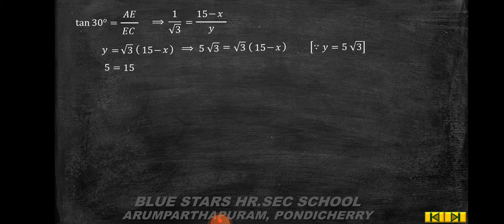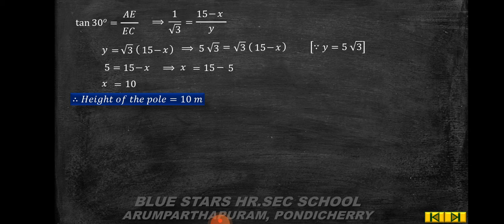Therefore 5 is equal to 15 minus x, which implies x is equal to 15 minus 5. Therefore the value of x is equal to 10. Therefore the height of the pole is equal to 10 meter.